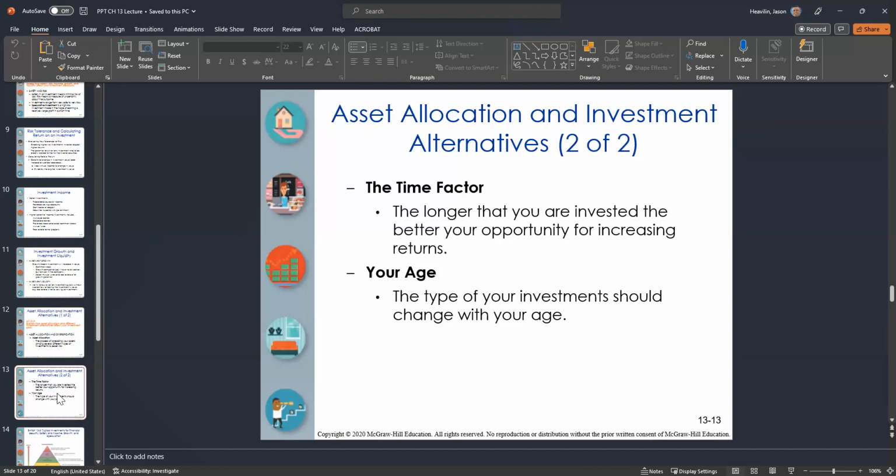The time factor: the longer that you're invested, the better your opportunity of increasing returns. We spoke about that earlier. Even if it's $20, the earlier you start, the more money you're going to make, no matter how little it is that you put in.